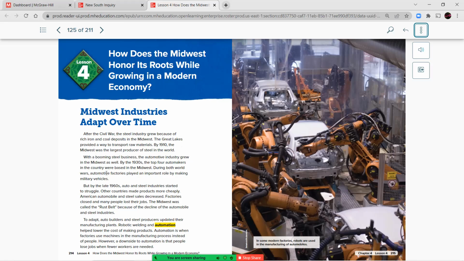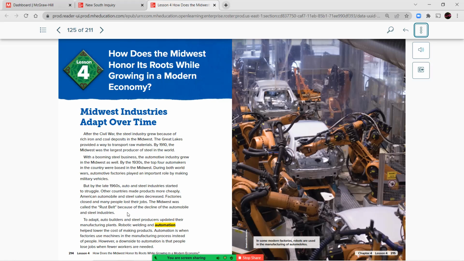During both world wars, automotive factories played an important role by making military vehicles. But by the late 1960s, auto and steel industries started to struggle. Other countries made products more cheaply. American automobile and steel sales decreased. Factories closed and many people lost their jobs. The Midwest was called the Rust Belt because of the decline of the automotive and steel industries.